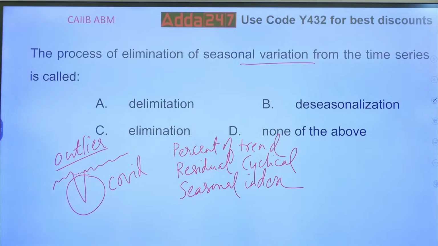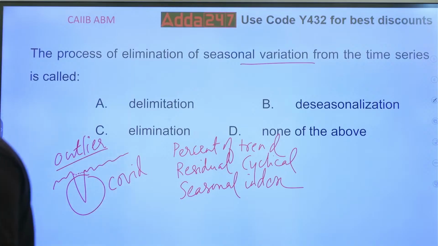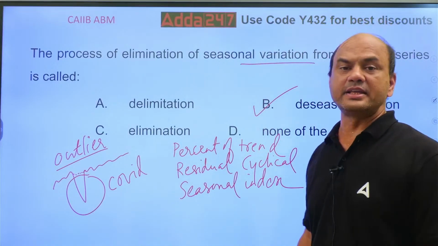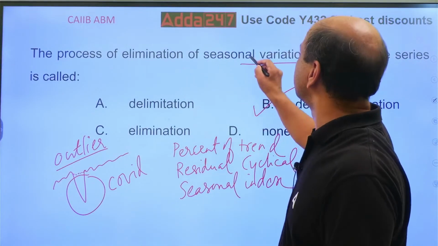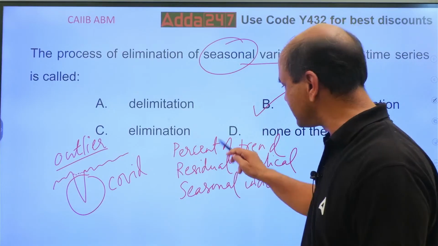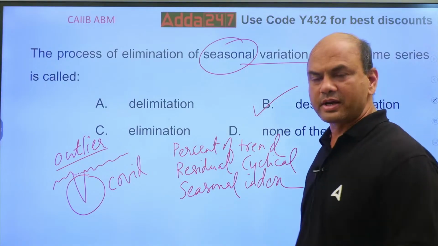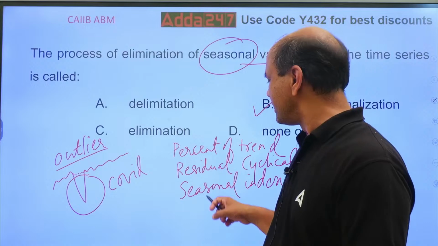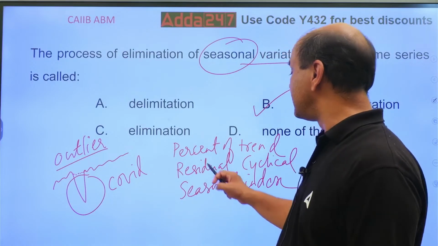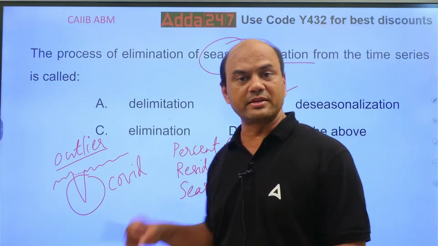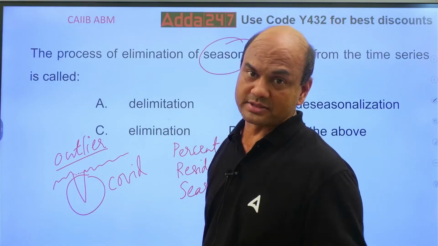Yes? What do you think should be the answer? The answer should be deseasonalization. See, name only, seasonal variation. Deseasonalization. You have 3 methods for this: percent of trend, residual cyclical residue, relative cyclical residue, and seasonal index. These are the 3 methods, and we'll be teaching this in the paid classes.